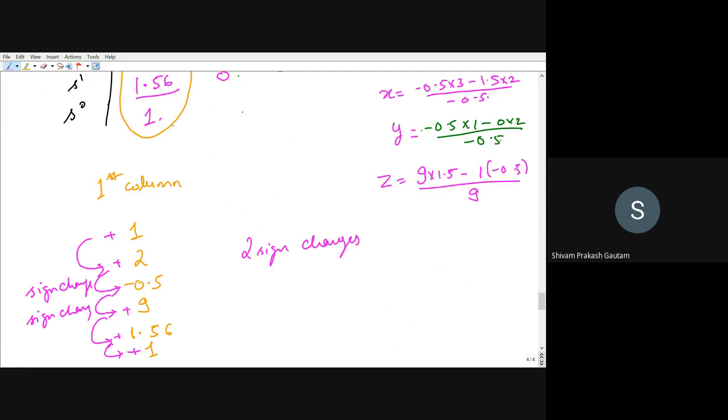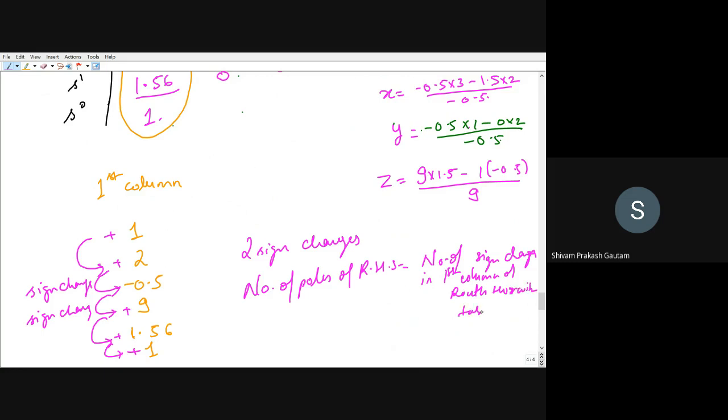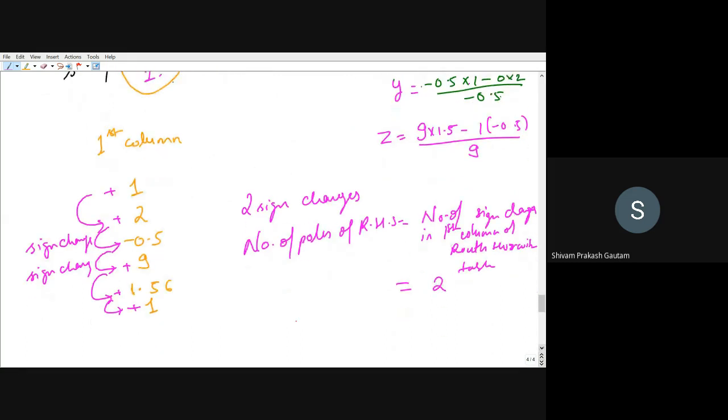So the Routh-Hurwitz table says that if there are 2 sign changes, that means the number of poles on the right hand side is given by the number of sign changes in the first column of the Routh-Hurwitz table. The number of sign changes here is 2. So that means the number of poles on the right hand side is equal to 2.